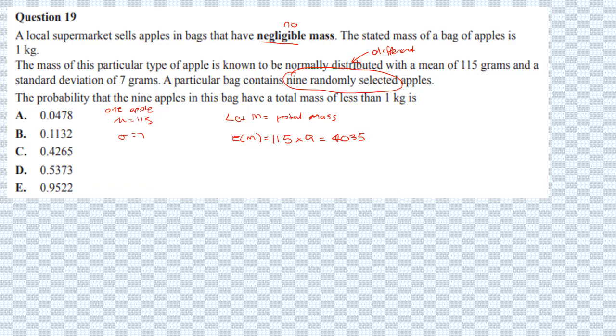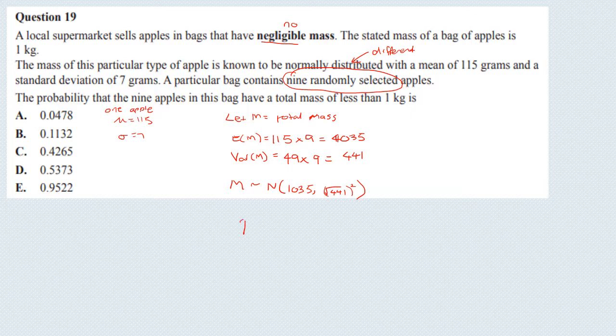So the expected weight of 9 of them when we multiply will be 1035. The variance, each of those apples is going to vary with a standard deviation of 7 or a variance of 49. So each apple will have a variance of 49. But we've got 9 of them, so the total variance for 9 of them, if we multiply by 9, is 441. So we get that M is normally distributed with a mean of 1035 and a standard deviation of square root of 441, although we do put the variance in here for our notation.